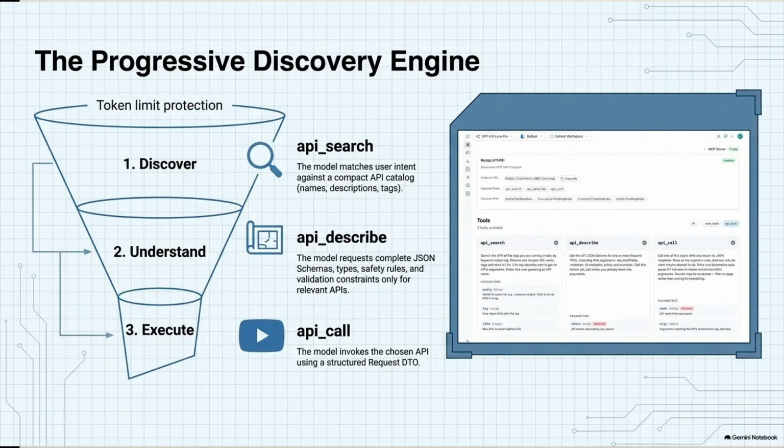First is the index phase. The model calls API search to query the live application, actively finding only the endpoints relevant to the user's specific intent. This prevents overloading the AI's context window.